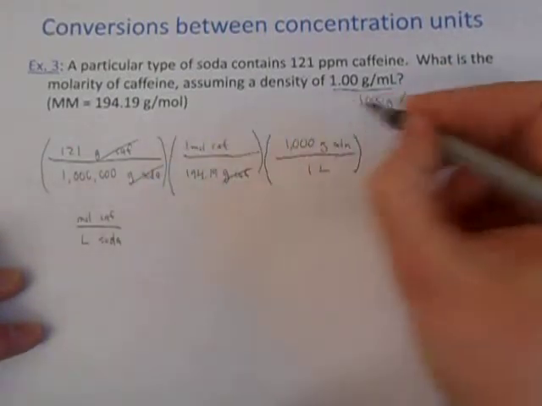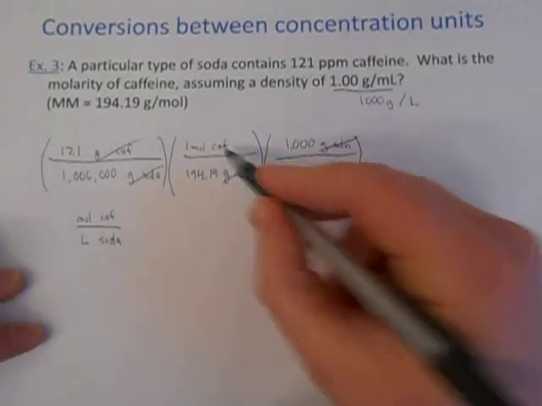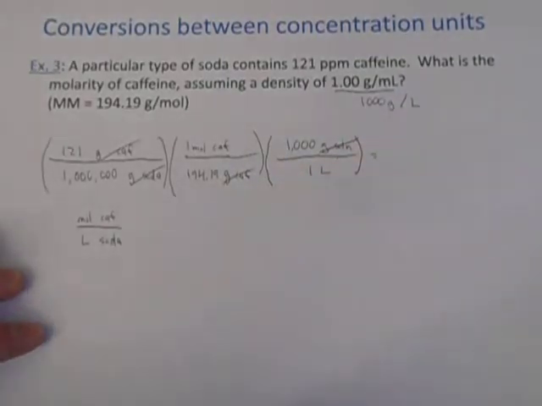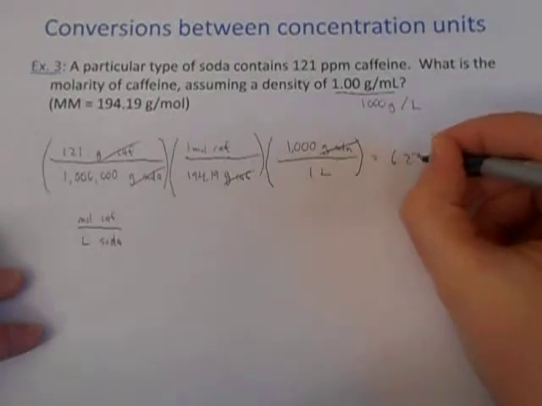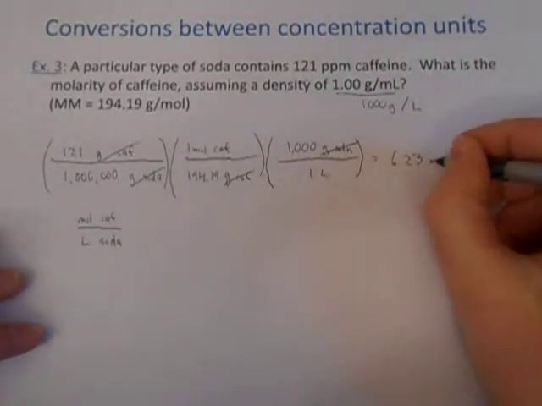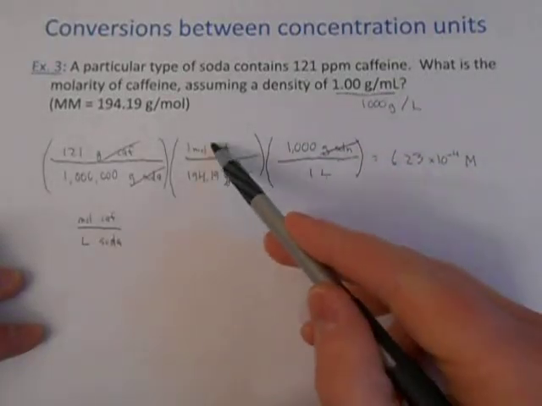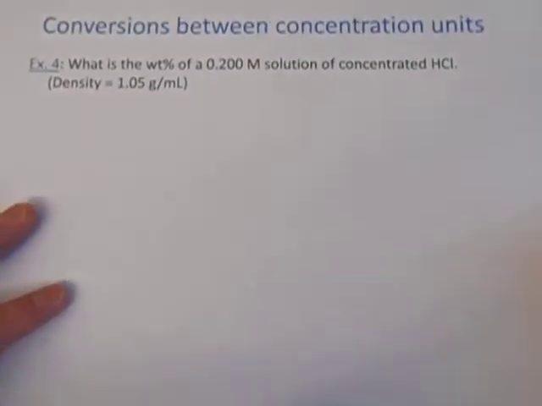And so our grams of soda canceled out, and we're left with moles of caffeine per liter of the total solution. And so this comes out to 6.23 times 10 to the minus 4th molar. So just convert the numerator, then convert the denominator. All right, one last example.